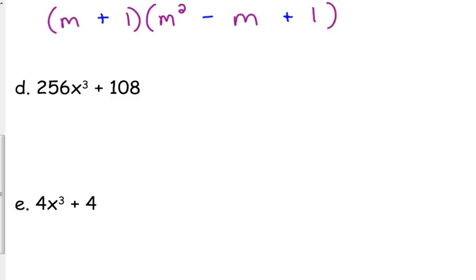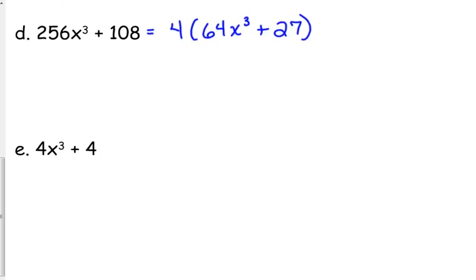So we need to start by factoring out a 4, so I'm going to do that before I set up my parentheses. Okay, I'm going to just take out a GCF. This is regular GCF factoring at this step. Take out the 4, I'm left with 64x cubed plus 27. Now, in my parentheses, I have the sum of perfect cubes.